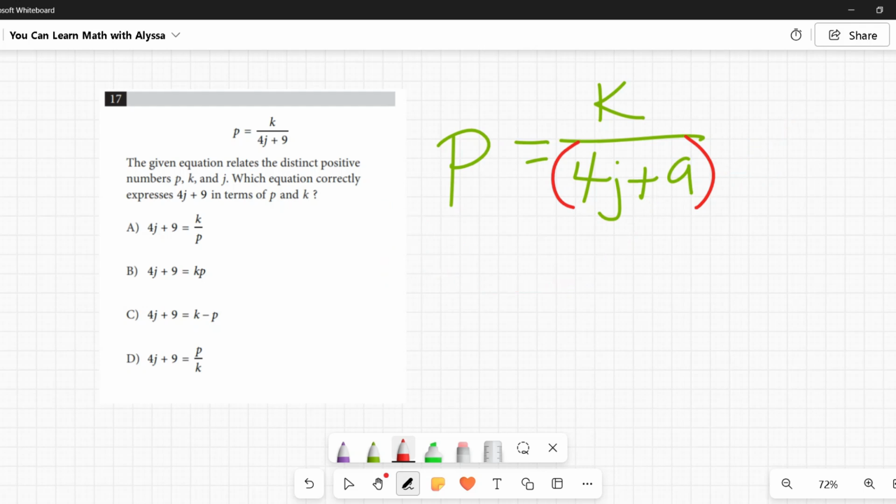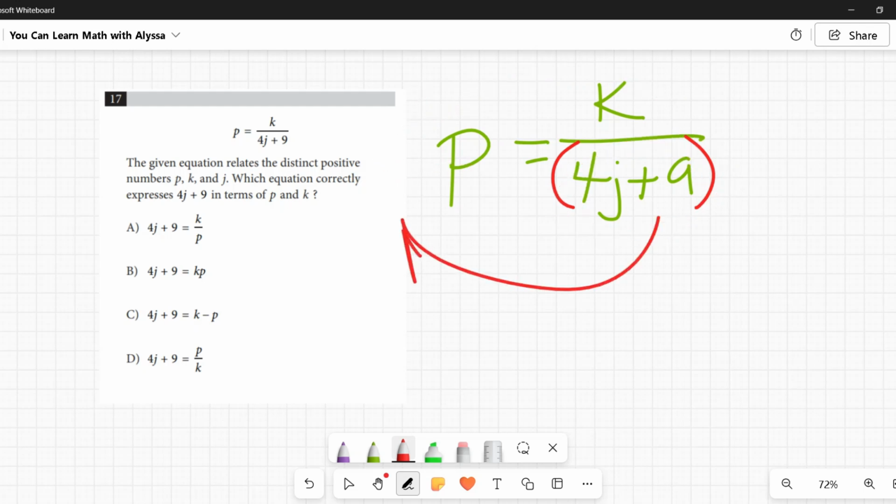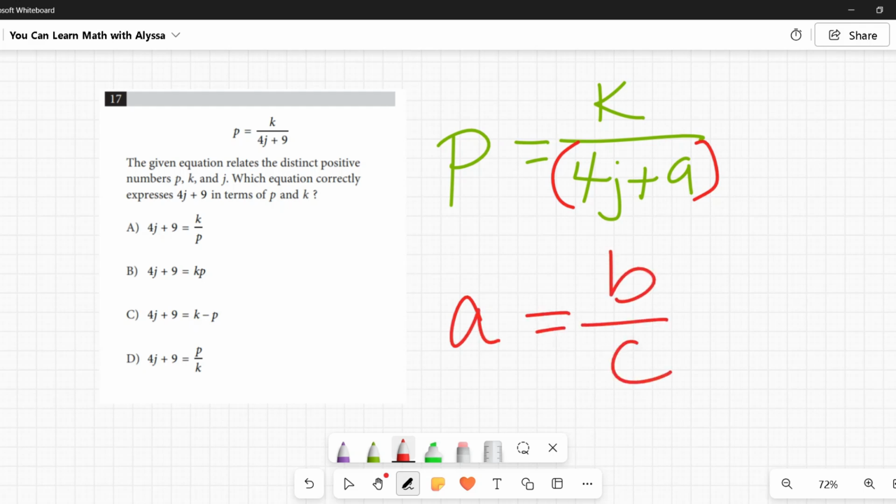Sometimes people get stuck on this. They get stuck on it because they're thinking, I need this to stay on a side. How do I move K over? No. You need to move this over and then you move the P back. Here is a truncated version so you can see what's happening a little more simply. A equals B over C, and I want C by itself. I can't get rid of the B because C is in the denominator. I have to move the C.